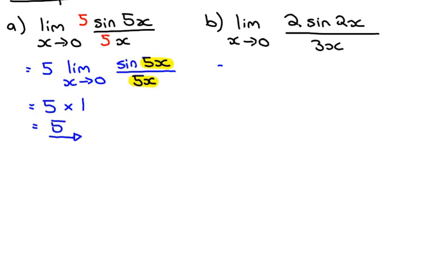Firstly, I'm going to take my constant out. Now you see I've got 2 at the top and a 3 at the bottom, so I can take out a constant of 2 over 3. So I've got 2 over 3, limit as x tends towards 0 of sine 2x over x. Alright, now it looks a little bit more like the other one, except here I've got a 2x and an x, and I want a 2x there at the bottom. So I'm going to times the whole thing by 2 over 2.